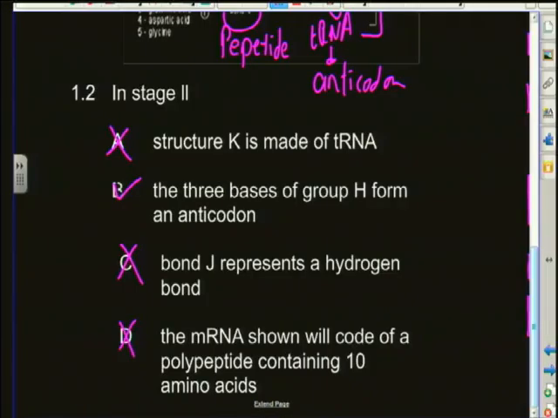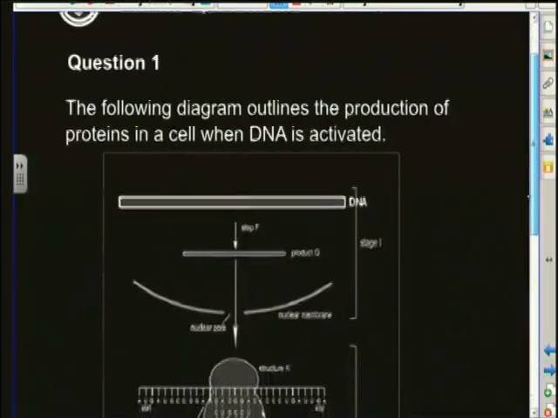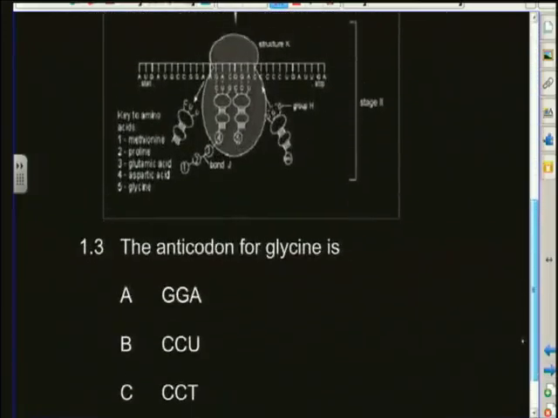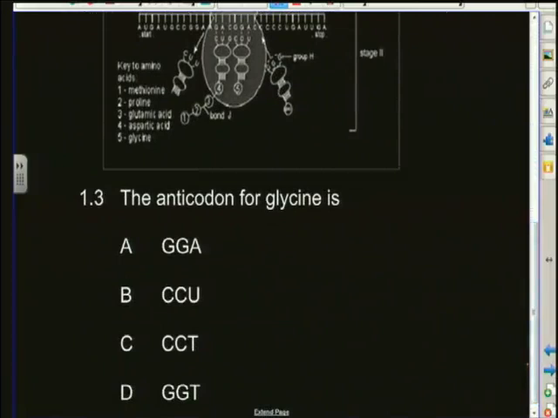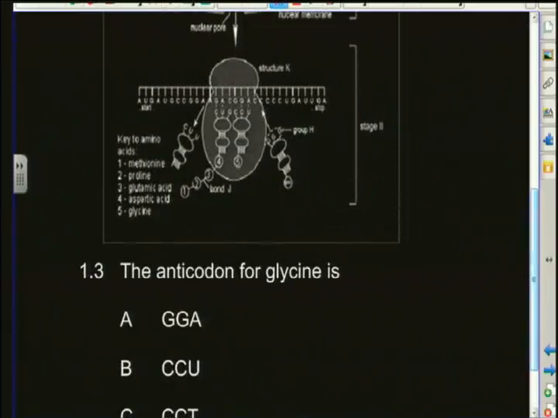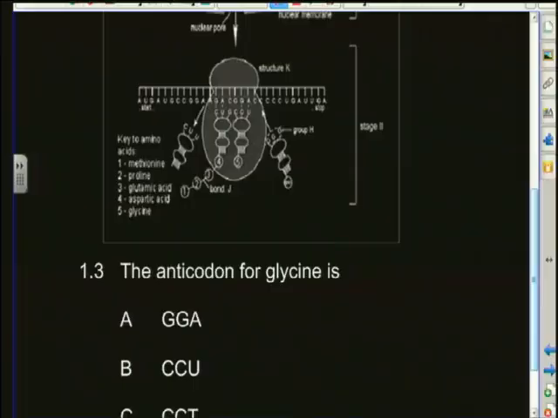Let's go on to the last question of this series, question number 1. Now the anticodon for glycine. You're going to see very often you're given the names of the amino acids. You don't have to study them. The amino acids will always be given to you in a table or here as it is in the diagram. This looks quite tricky, but it's actually not. It's as simple as the question looks. It says the anticodon for glycine. So number 5, you'll see there is glycine.